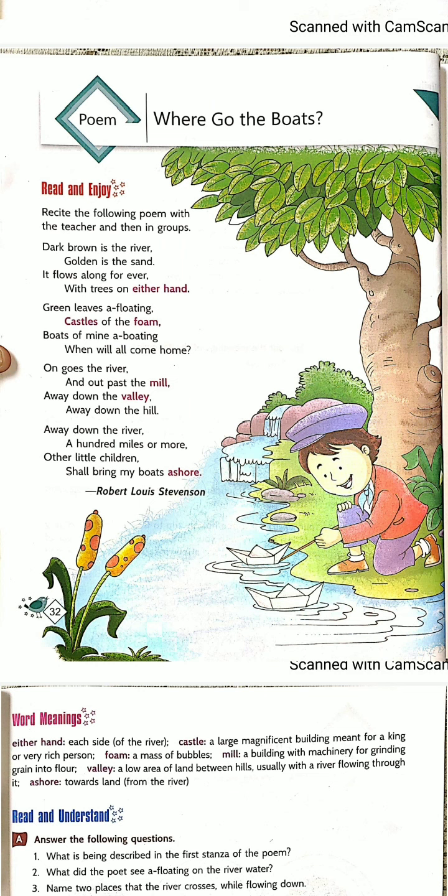Then comes the third stanza. In the third stanza, the poet says the river flows down the mountains and hills. This river moves to mountains and hills. It flows through the valley and then pours the mill. Means it goes all these ways.